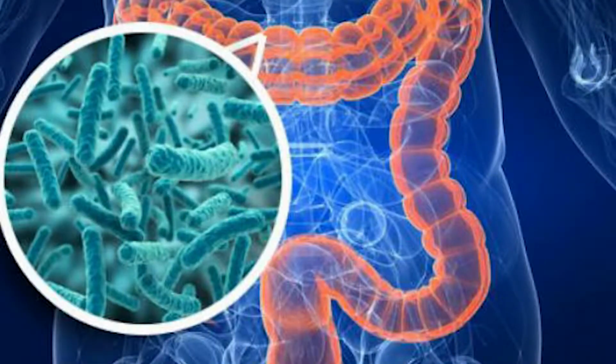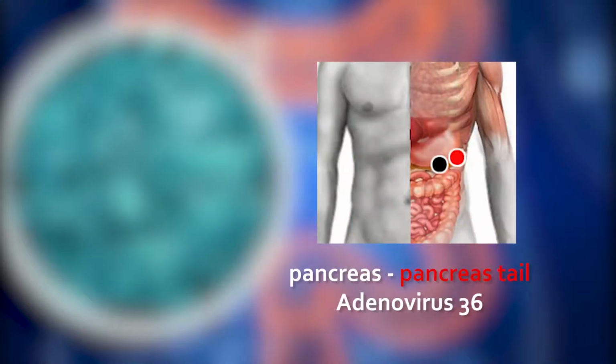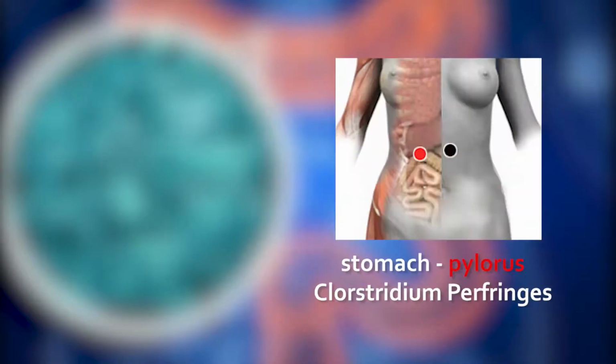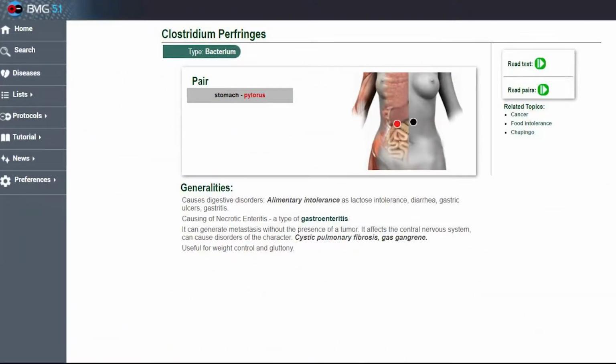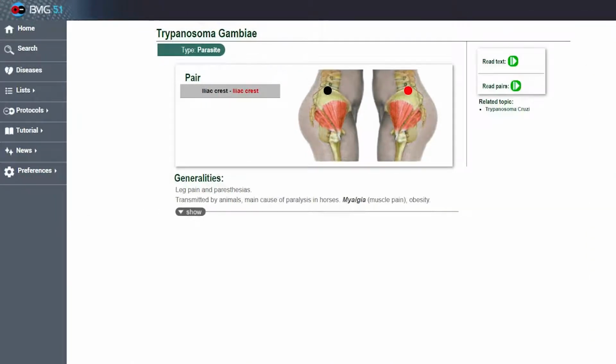As in other disorders, biomagnetism has detected pathogens directly related to the problem of being overweight. They are pancreas, pancreatic tail for adenovirus 36, iliac crest for Gambian trypanosome, stomach, pylorus for Clostridium perfringens, which causes digestive disorders and food intolerances. In the Biomagnetic Guide you will find more information about each of these pathogens.